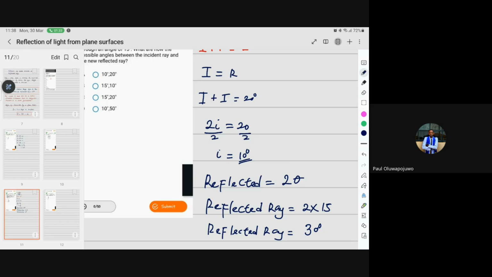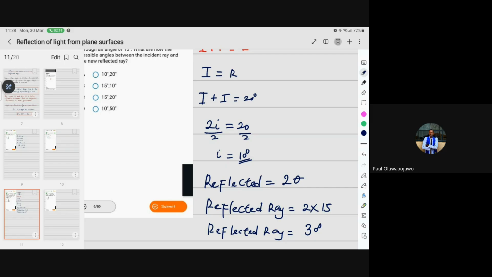But if the angle of rotation is less than the initial angle of incidence, that is, theta is less than I, it will now be 2 into bracket theta minus I. So that's why we have two possible angles. It can either be I plus theta or theta minus I. If it's I plus theta, we'll have 50 as the first one. Then if it's theta minus I, we'll have 10. So that's why we have 10, 15, and the rest of it.